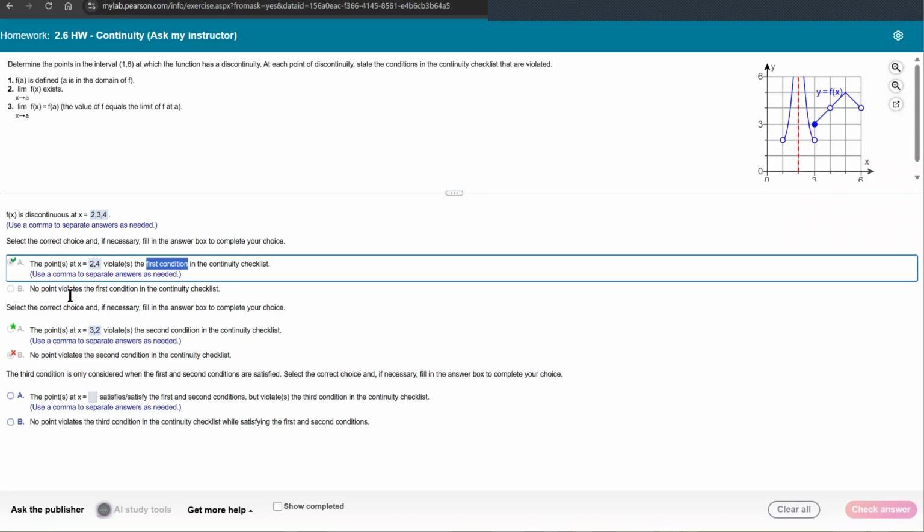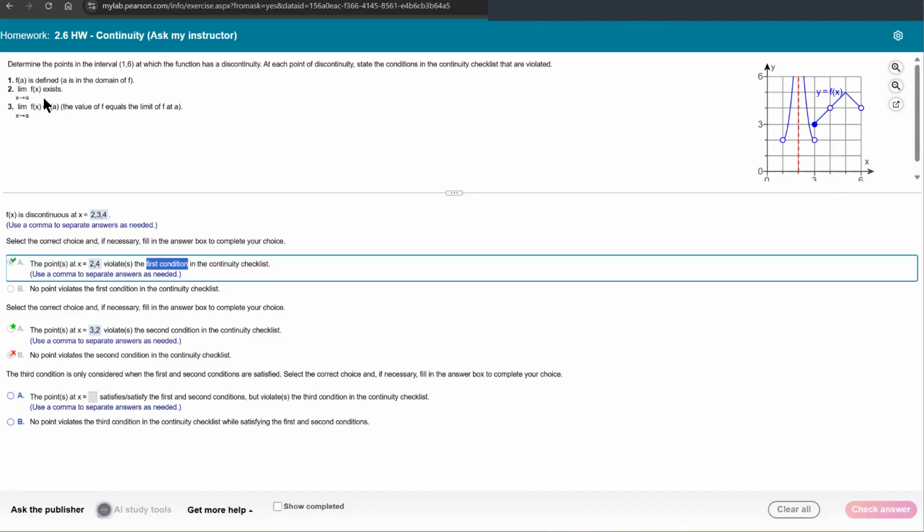Now, whenever you're looking at the second and the third, anything that you already say has failed condition 1, there's no reason to even think about the other conditions. So even if it fails another condition, we don't include it because it's already discontinuous because of condition 1.